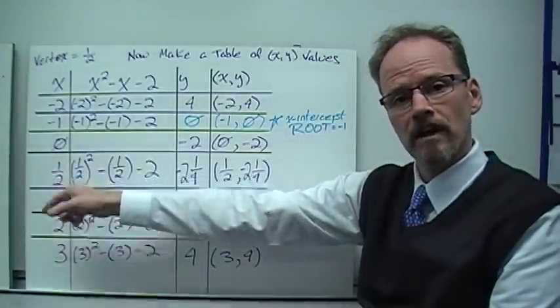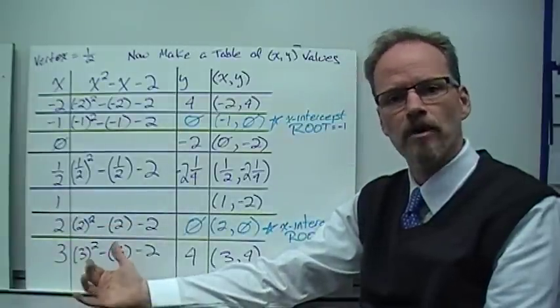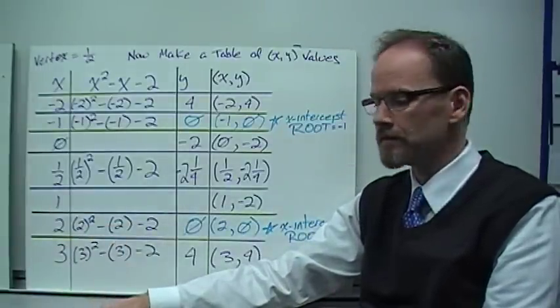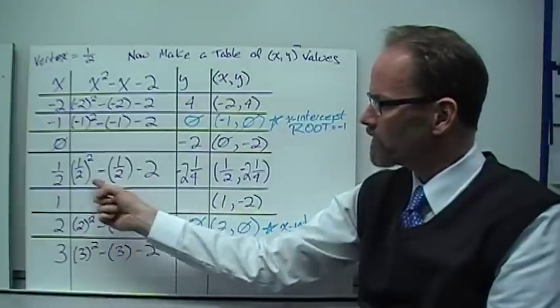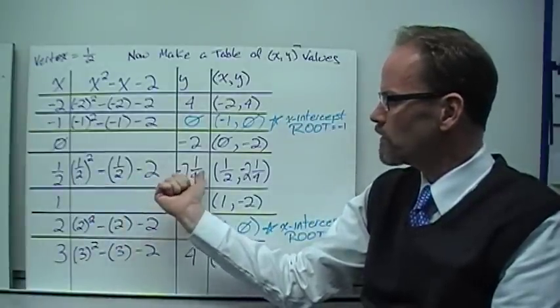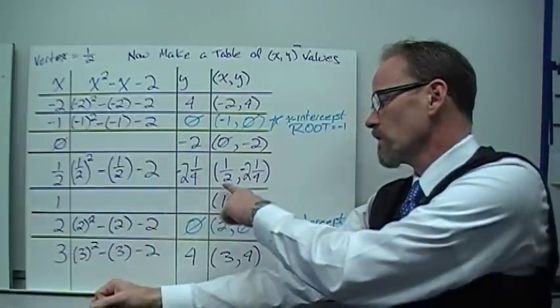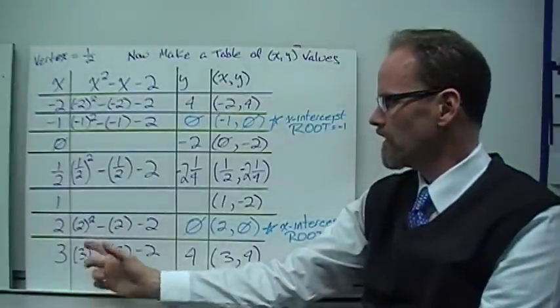We need to do the vertex because we need to know where the very top or the very bottom of the parabola is. So when we work this out, we actually end up with negative 2 1/4. So this is our point here for that.